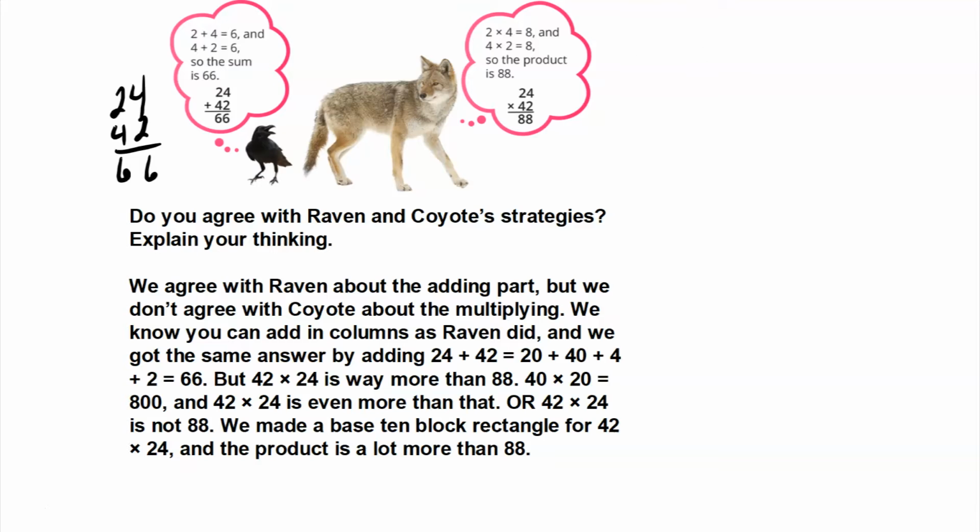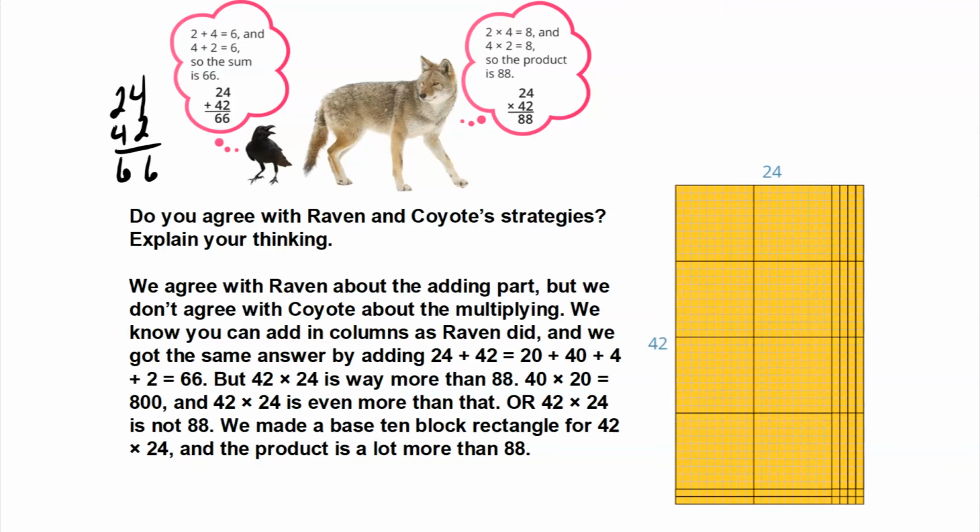Using our estimating approach, I would say, what if I estimated just something as simple as 20 by 40? I know that 20 times 40 is going to give me 800. So coming up with a number of only 88 tells me I'm way off in my calculations. If we do a block rectangle diagram of 42 times 24, we could see very clearly that there are a lot more than 88 squares.